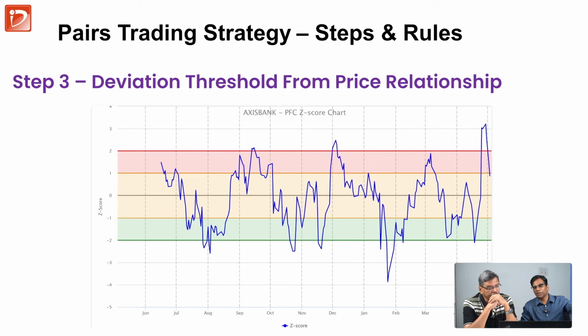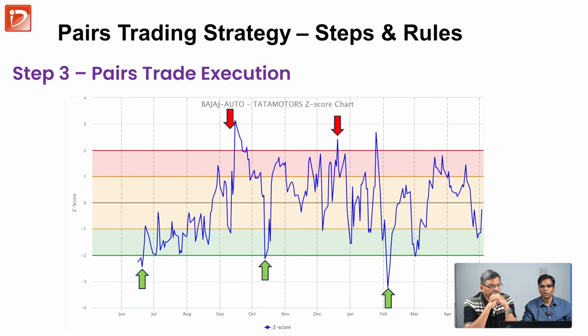So we first need to know that the pair is good using correlation, cointegration, or mean reversion. Once we know that it is good, then using the Z-score chart, we can execute our trade. Now, see here, this is Bajaj Auto and Tata Motors, same sector, the automotive sector. When it came below -2, we went long the first stock of the pair, Bajaj Auto, and short Tata Motors. That is a pair. And when it went above 2, we shorted Bajaj Auto and bought Tata. That went from mid-June to almost mid-September, about 3 months.